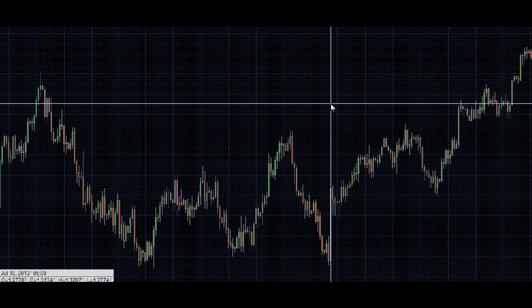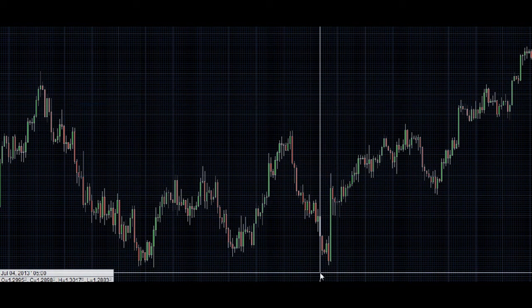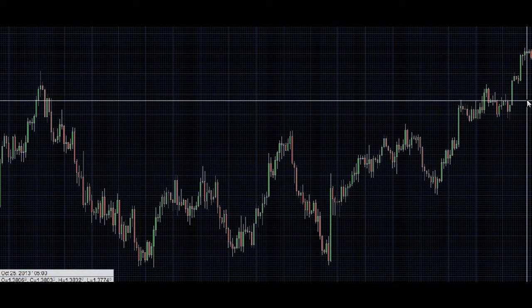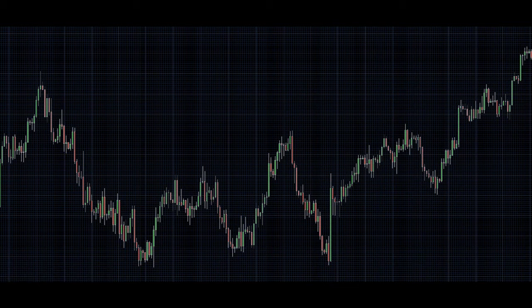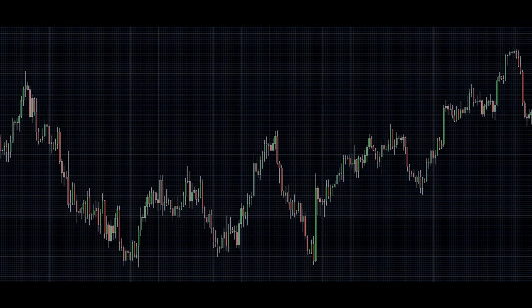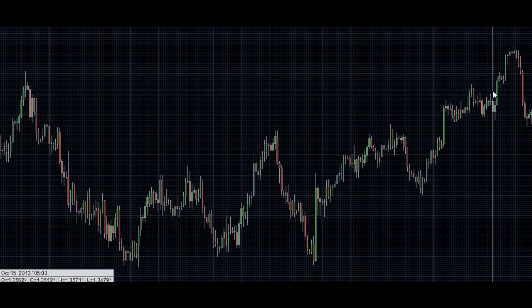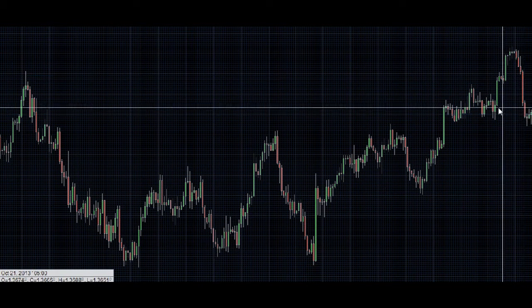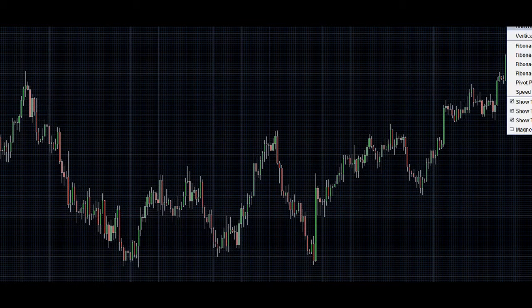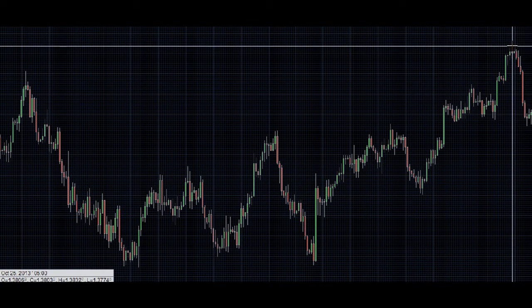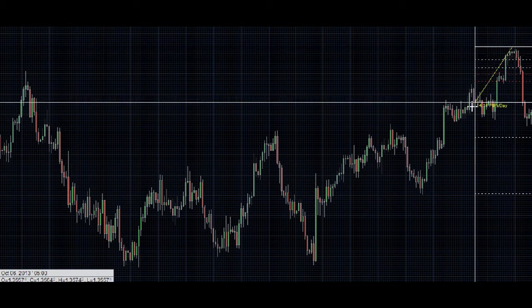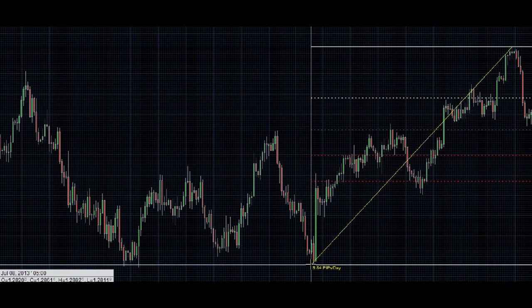Basically what you want to do is find either a very clear uptrend or a very clear downtrend, and of course you want it to start retracing a little bit. As you can see here, it's started to retrace a small amount. So then we're going to add our Fibonacci retracements as I showed you in the previous video. Start with the high and go down to the low.